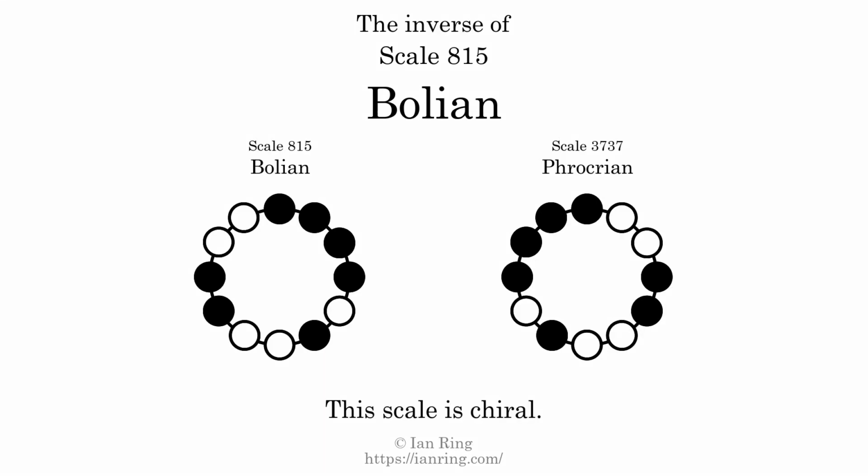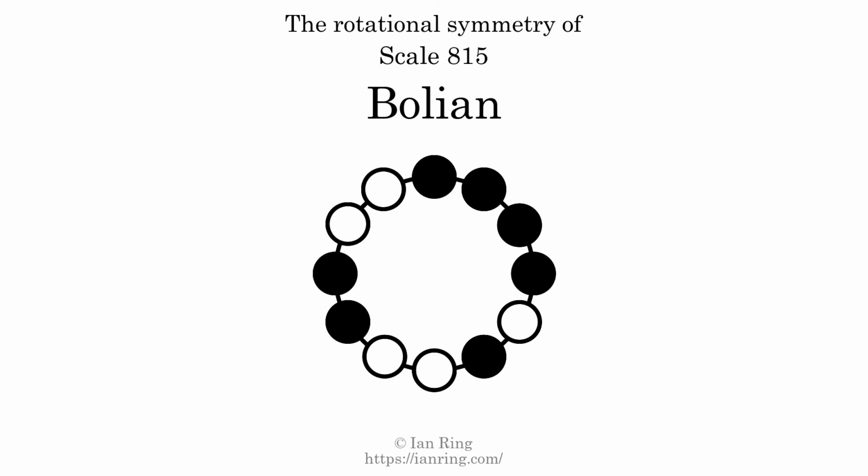The inverse of a scale is a mirror image. It is what you get when the sequence of intervals is reversed. The inverse of this scale is scale 3737, also known as Frocrian. This scale is chiral. It cannot transform into its inverse by rotational transformation. This scale has no rotational symmetry.